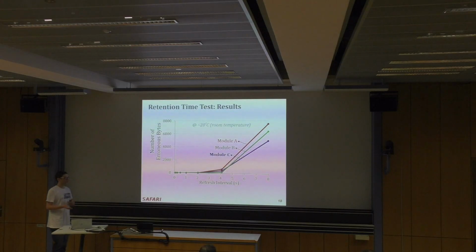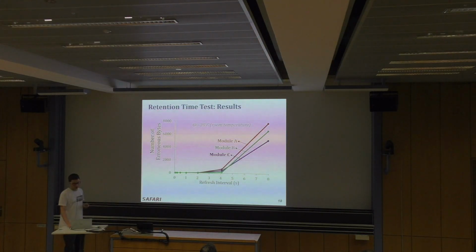Okay, here we have 3 different modules, and as you can see, the default refresh rate was 64 milliseconds, right? But in those experiments, we saw that with a refresh interval of 1 second, most of the cells are good. This is something that was also observed by prior work. Only very few cells fail at even 1 second. And as you keep increasing these refresh intervals, more and more cells start to fail.